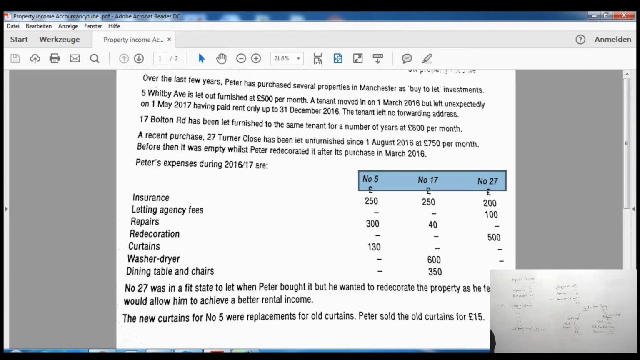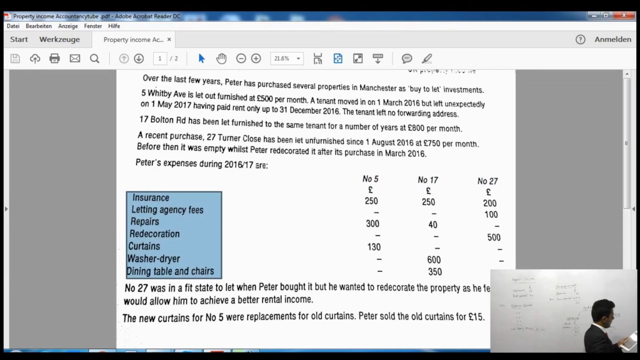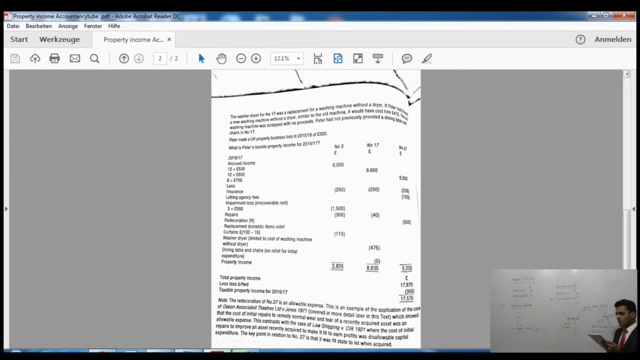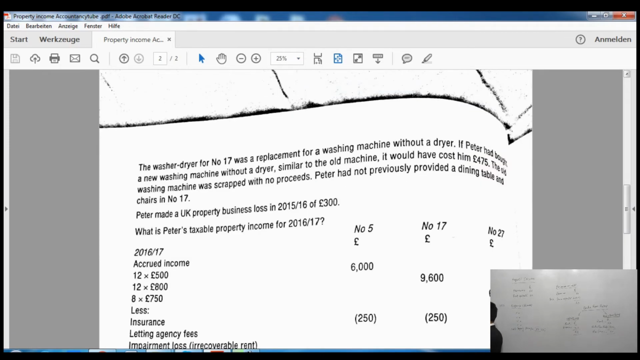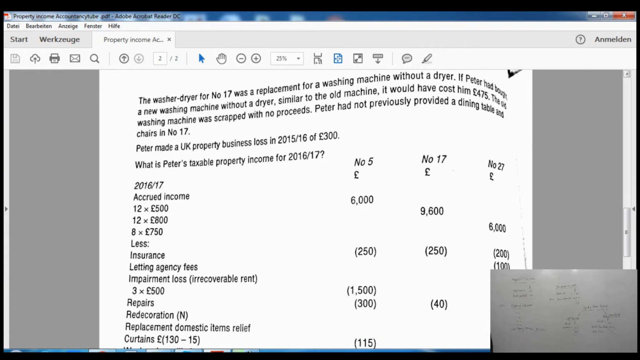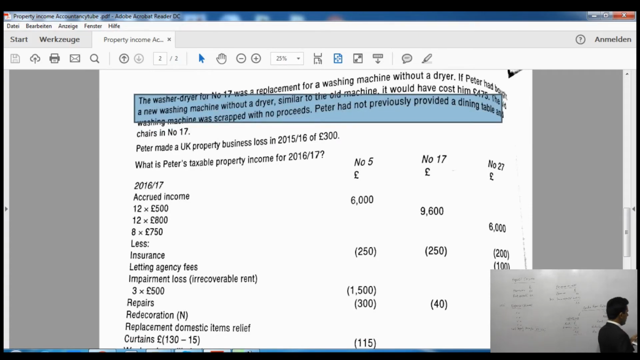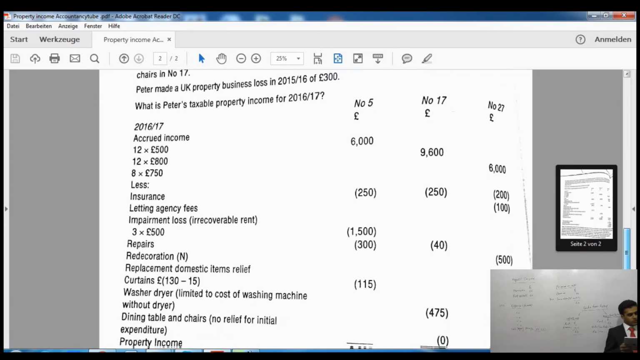Now this is the list of expenses, which you can see are Peter's expenses during 2016-17. Now these are his expenses. On the next page, it tells you some details about the expenses which he has incurred. After that the solution is also given to you.